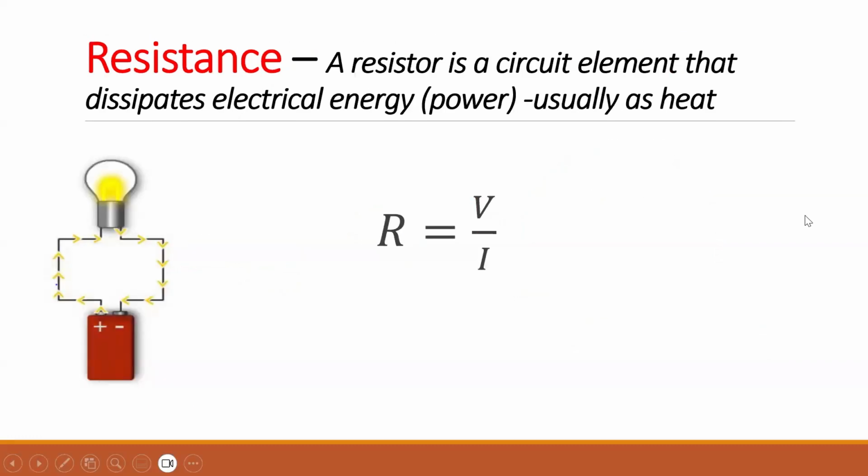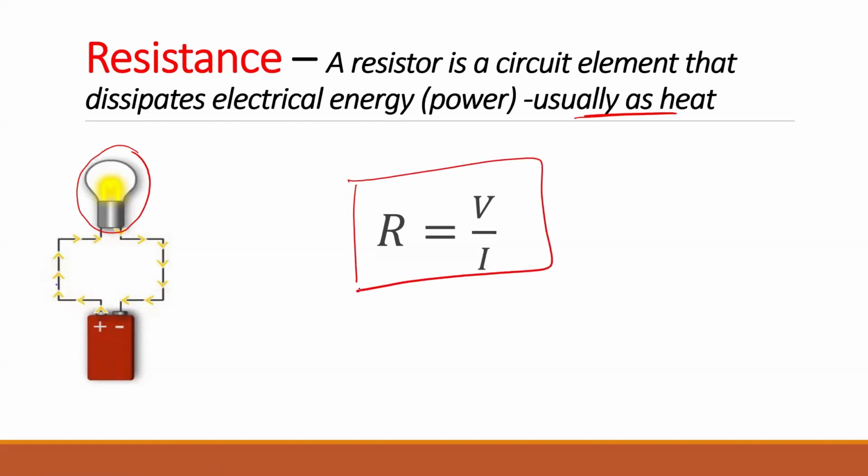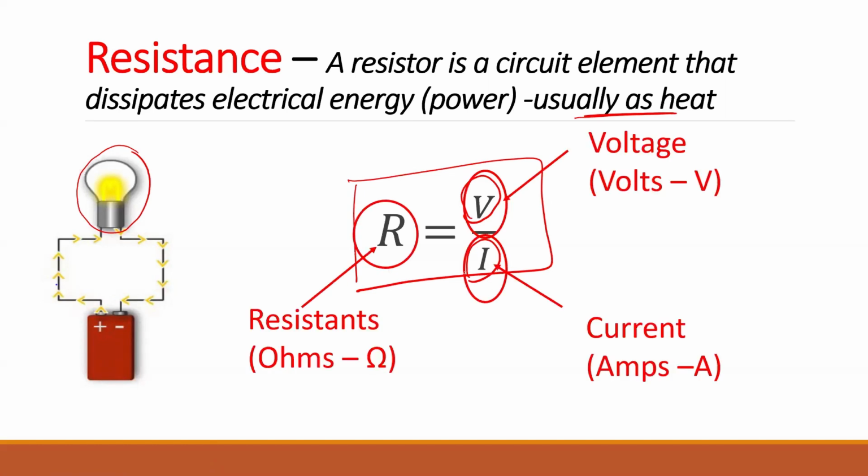And then also we need to know the resistance. Resistance is the circuit element that dissipates electrical energy, usually as heat. So here you can see resistance is equal to voltage divided by the current. We already know what is voltage. We already know what is the current. And the voltage divided by the current gives us the resistance. So resistance is measured in ohms. Voltage is measured in volts, and current is measured in amps.